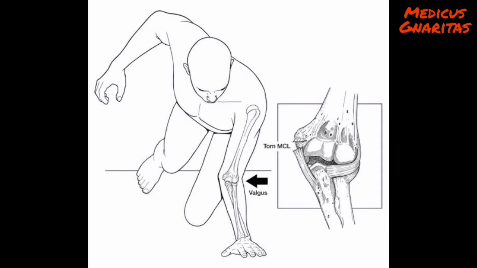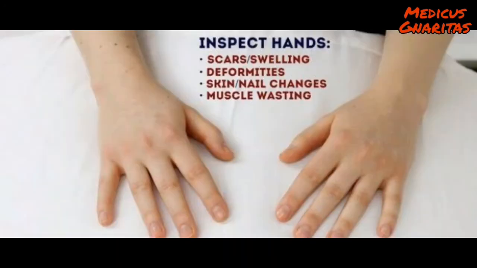Stability, varus and valgus stability. Flex the elbow to 20 to 30 degrees, externally rotate the humerus and apply valgus stress. And next, hand and wrist.